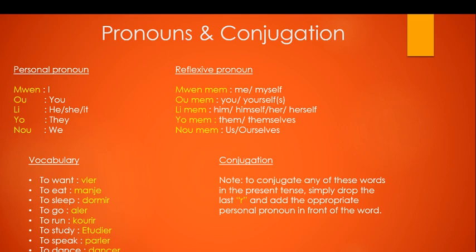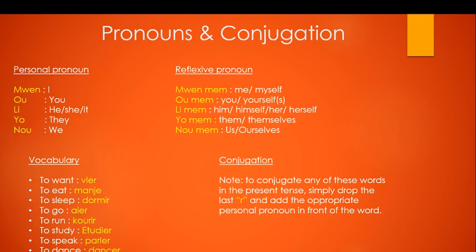Let us look at the reflexive pronoun. The reflexive pronouns are myself, yourself, yourselves, himself or herself, themselves, ourselves, right? And it goes like this: myself or me in Creole is moi-même. You or yourself or yourselves in Creole is ou-même. It's spelled the same way, even if it's plural in Creole. Him, himself, her, herself is lui-même. Them or themselves is yo-même. Us or ourselves is nous-mêmes.